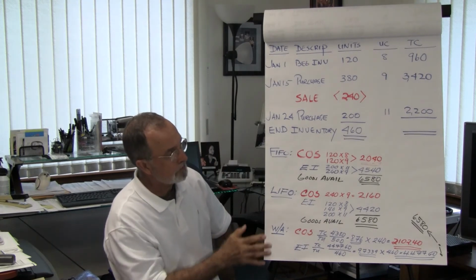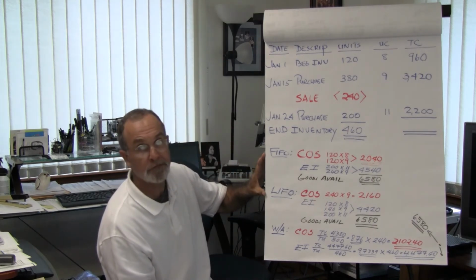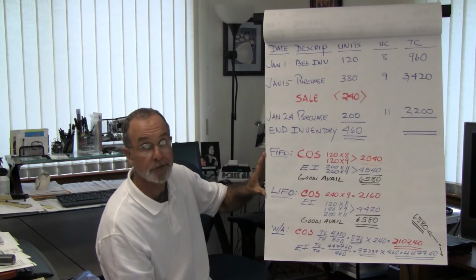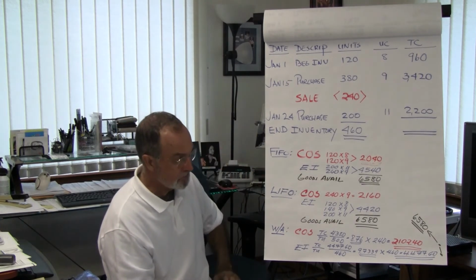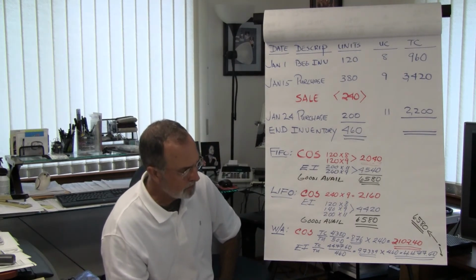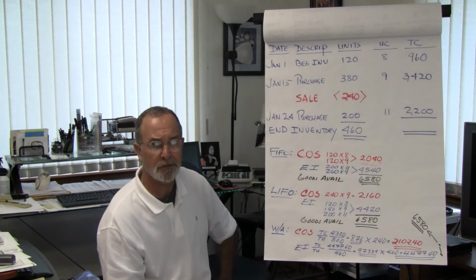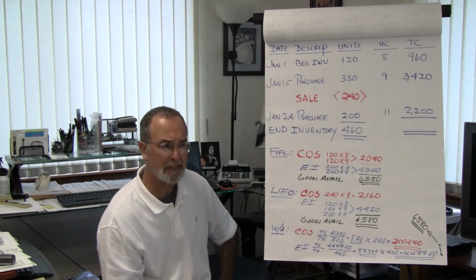So we see our calculations for each of these two cost flow assumptions under the perpetual inventory method. Now, the exercise doesn't ask us to do weighted average. Weighted average in a perpetual system is a bit more complicated.